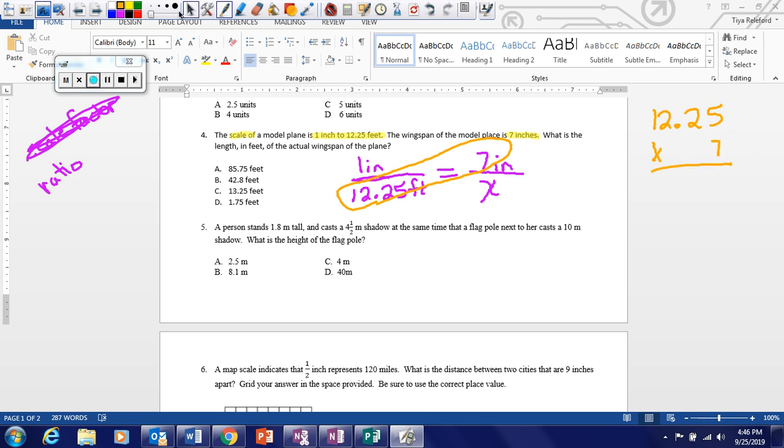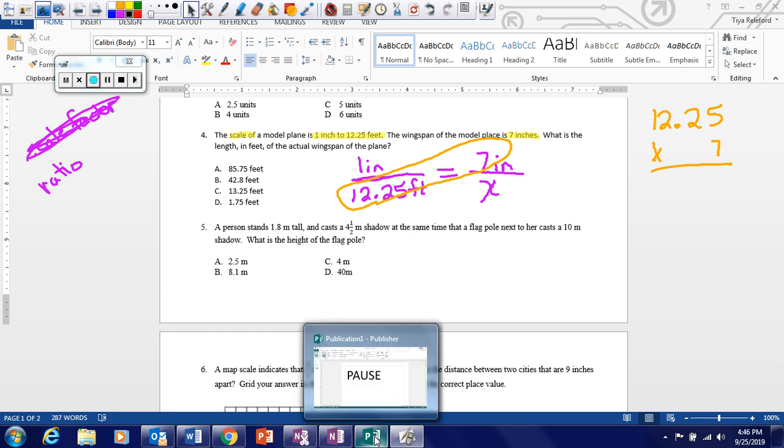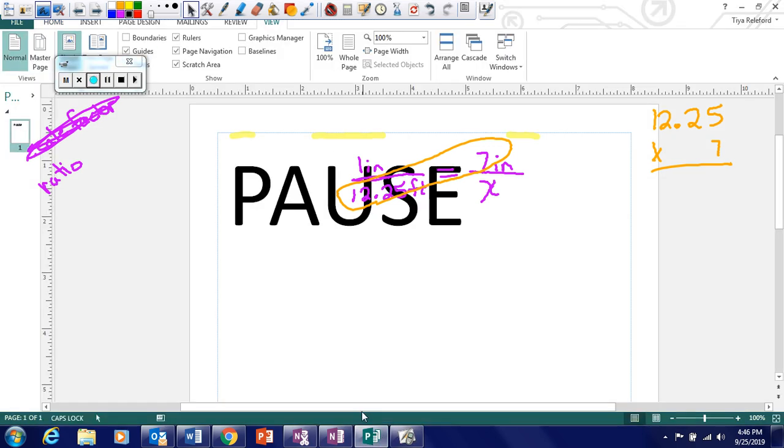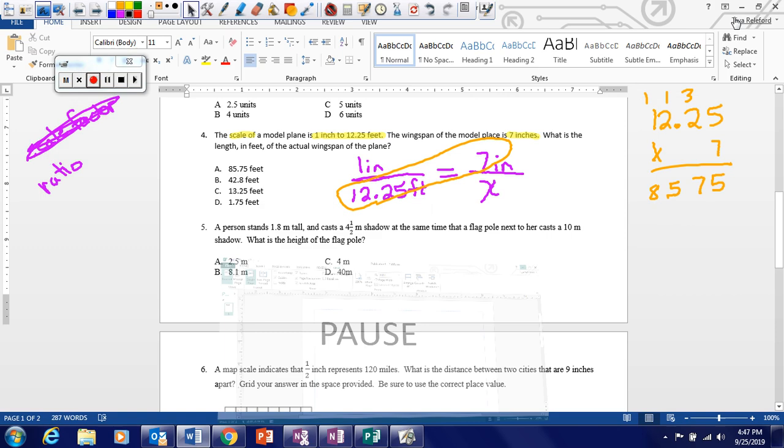I want you to pause, figure it out, and then hit play again. So right now you need to pause. If you have not finished your multiplication, you need to do so now. Pause.